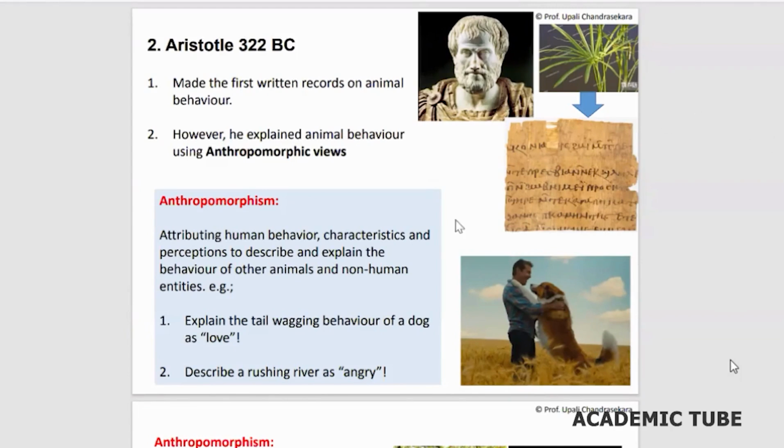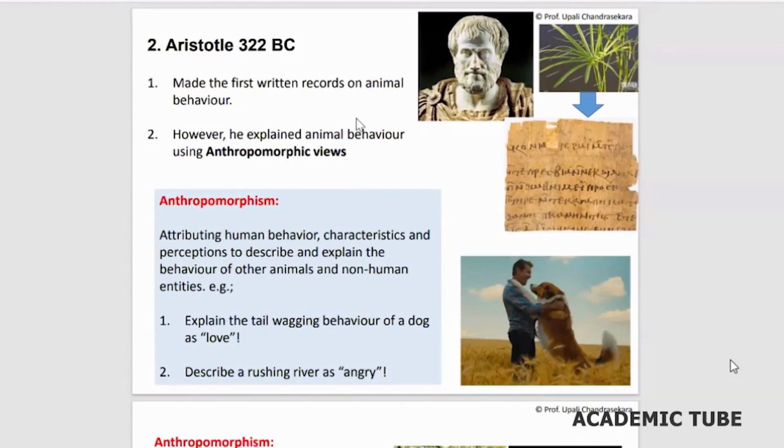So likewise, papyrus is a kind of leaf that could be used for writing, and they knew how to write. They knew letters. By the time of Aristotle, the people knew how to write. Aristotle was a great philosopher. So he observed animal behavior, what animals did, and then he wrote those behaviors on papyrus leaves, right? Therefore, Aristotle is regarded as the person who made the first written records on animal behavior.